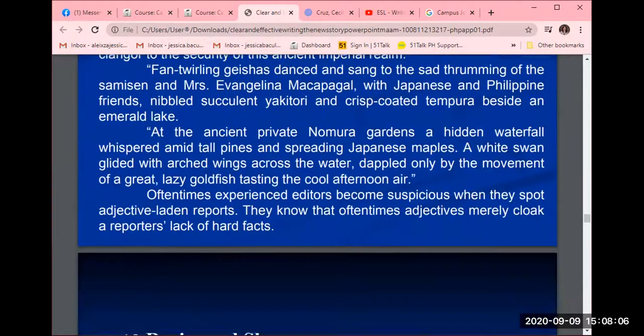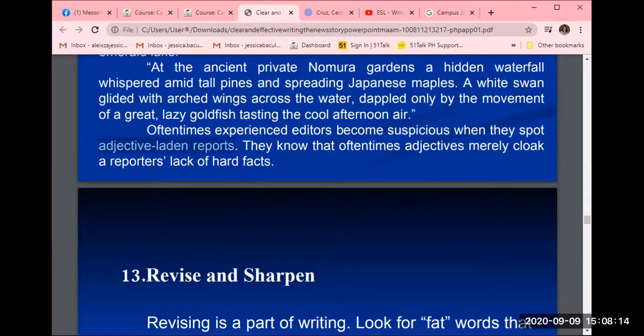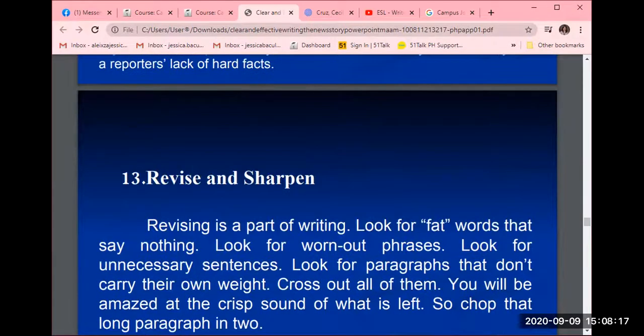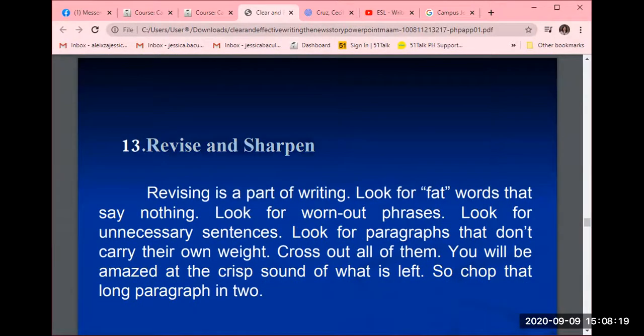Okay, and then oftentimes, experienced editors become suspicious when they spot adjective-laden reports because that is too romanticized and that is unbelievable. Revise and sharpen. Revising is part of writing, and look for fat words that say nothing.